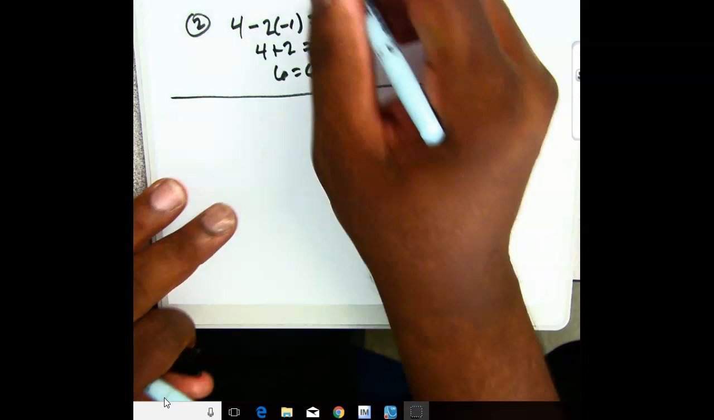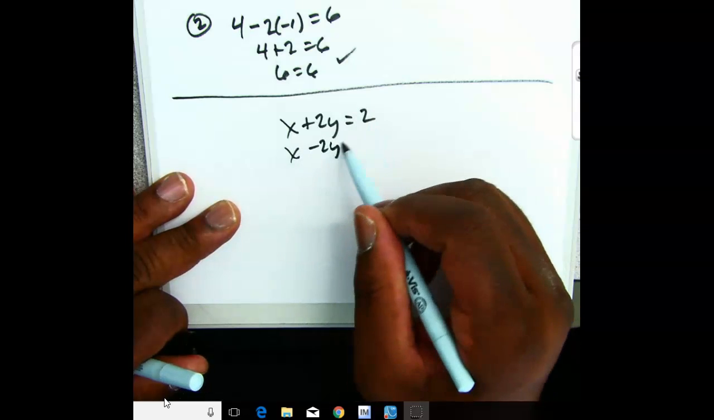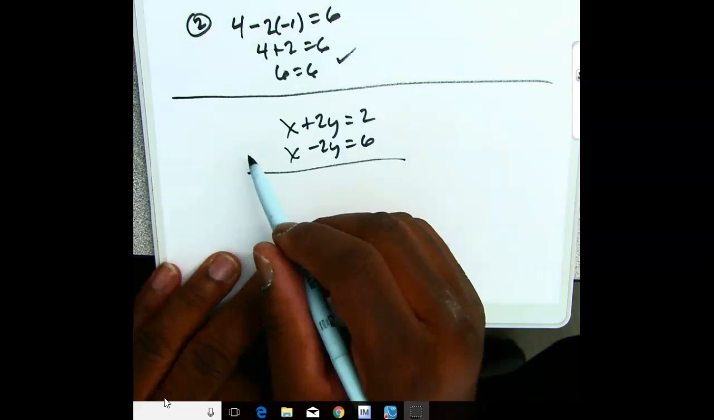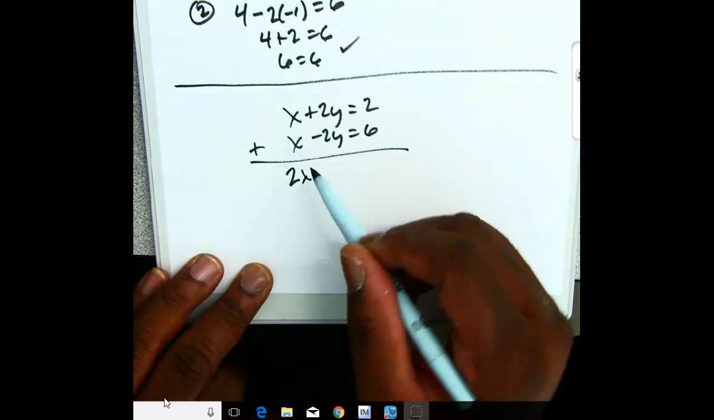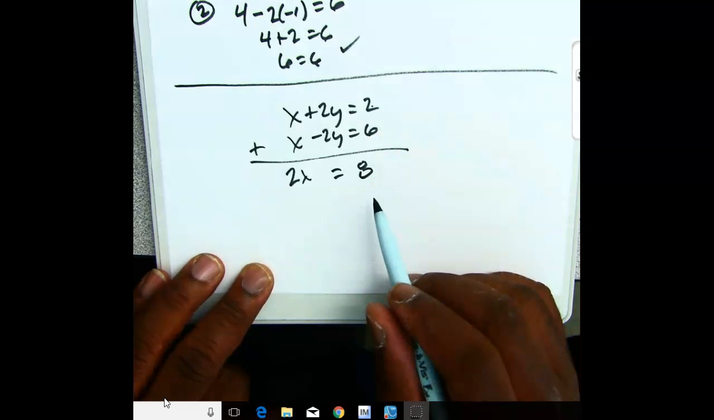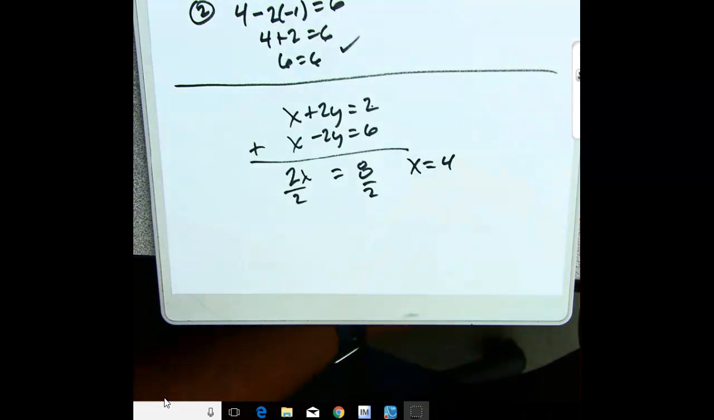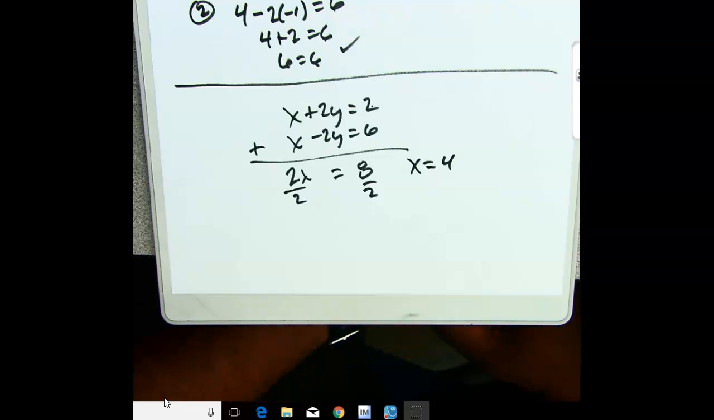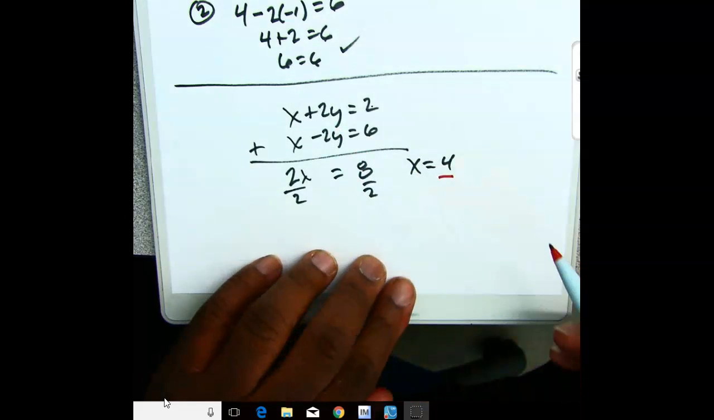So if we take a look at the one that we had up above, so x plus 2y is equal to 2, x minus 2y is equal to 6. If we simply added these two linear equations, you get x plus x is 2x, 2y minus 2y is 0, and 2 plus 6 is 8. Now if we divide both sides by 2, you end up with x equals 4. Now, what are you going to do with that 4? Which one? Either one. So now that we know x is 4, we can substitute this 4 into either one of these equations to solve for y.